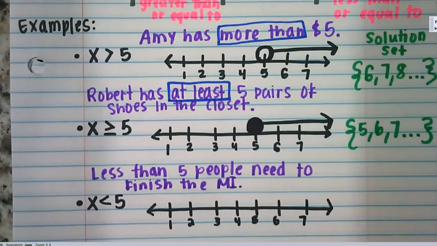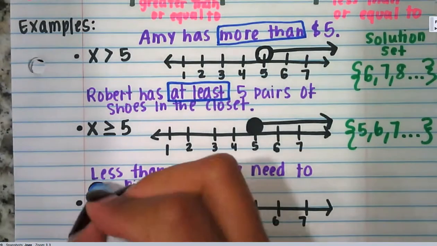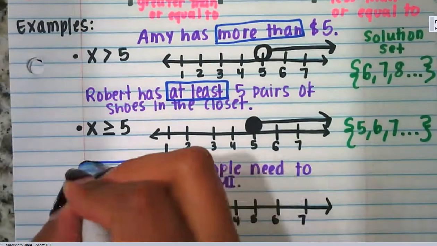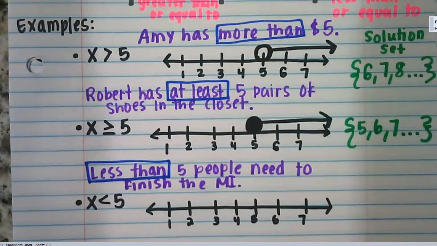So this is the test we took just a few weeks ago on math inventory, just to see where you guys were at. And I'm saying that less than 5 people need to finish the MI. All right, so how are we going to graph this? Well, first off, our keyword here is less than. So now, less than 5 people need to finish the MI.